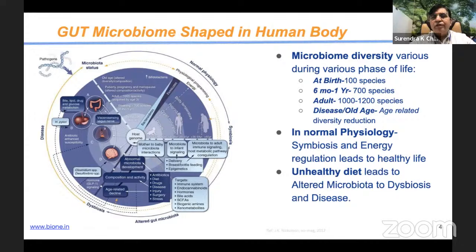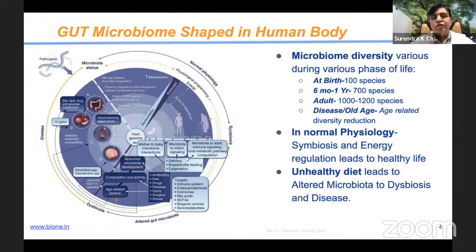Normal physiology, symbiosis, and energy regulation play a very important role in leading to a healthy life. In this scenario, you have a good diet, you take low amounts of medication, you do regular physical exercise, sleep well, and include some yoga. Then your gut microbiome will be healthy, and there will always be a balance between unhealthy and healthy microbes, which we are going to discuss in a later slide.